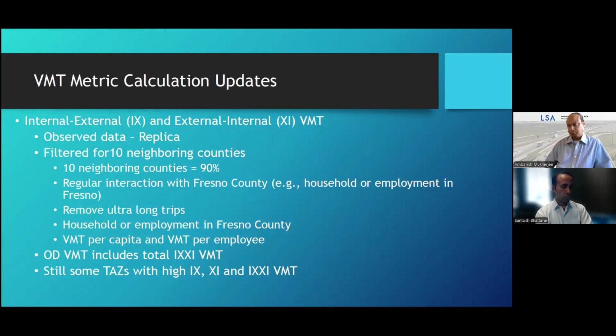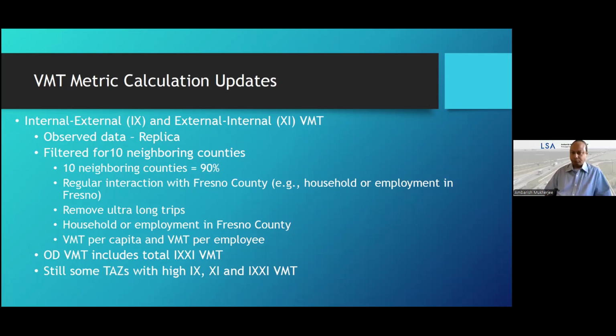Based on discussions with the COG staff, we decided to restrict or filter the IXXI trips to just the 10 neighboring counties. And we asked, how much of the total trips do those consist of? As you can see, 90% of the trips were occurring within the 10 neighboring counties, which made sense to us. We said, okay, that's good data. We are not throwing out a lot of data sets.